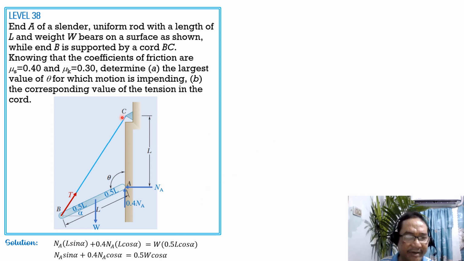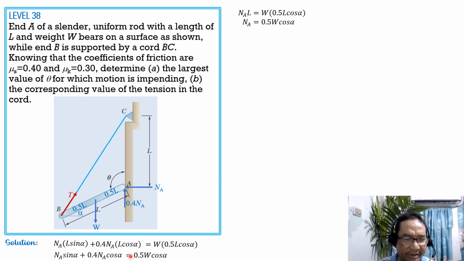Then for the second equation, let's sum up moment about C. Only NA and W are involved in the moment equation. 0.4 of NA passes through C as well as T. Considering clockwise this time as positive, we have NA times L equals W times moment arm, which is again 0.5 L cosine of alpha. So cancel out L, so NA is 0.5 W cosine of alpha.